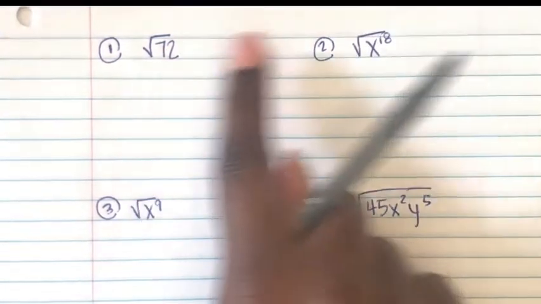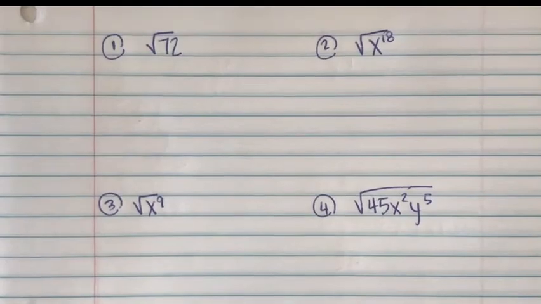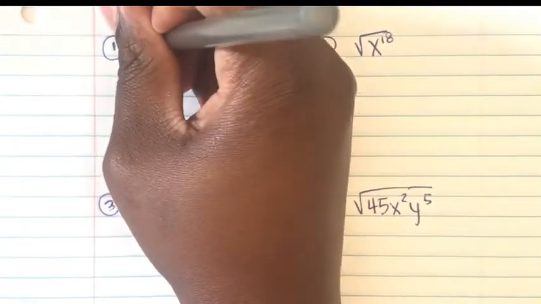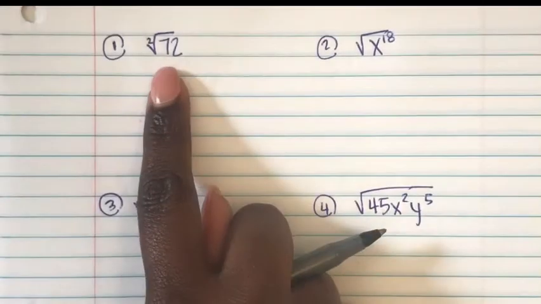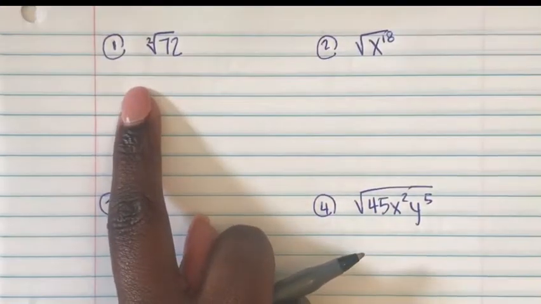All right, let's go over the warm-up. Something I want to point out about each of these problems is that each radical does not have an index. Anytime that happens, that means your index is just the number 2. So that means each of these problems are square root problems. All right, so let's now do number 1.